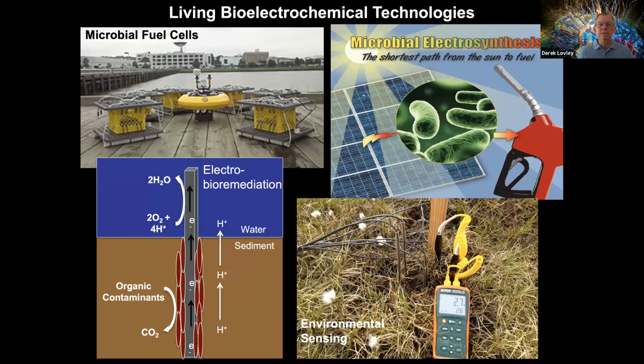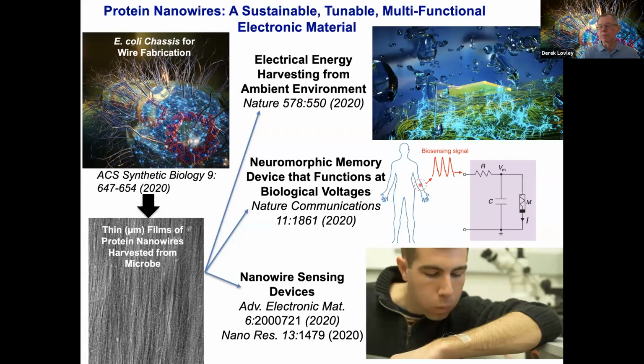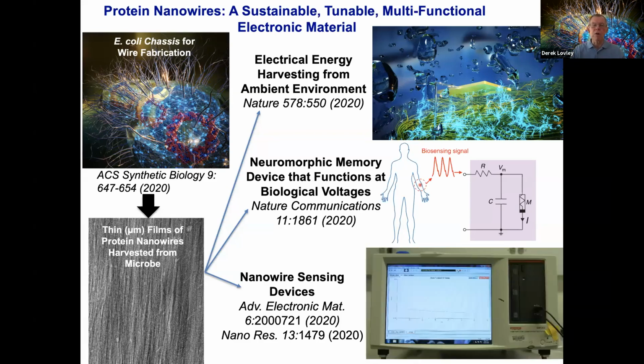Then I'll discuss some of the technologies that come from living microorganisms that produce nanowires, and this includes microbial fuel cells, which can produce small amounts of power in some niche applications. A great application is one known as electrobioremediation. We can also use this property in environmental sensing, and also in some cases for converting carbon dioxide to fuels and other organic commodities.